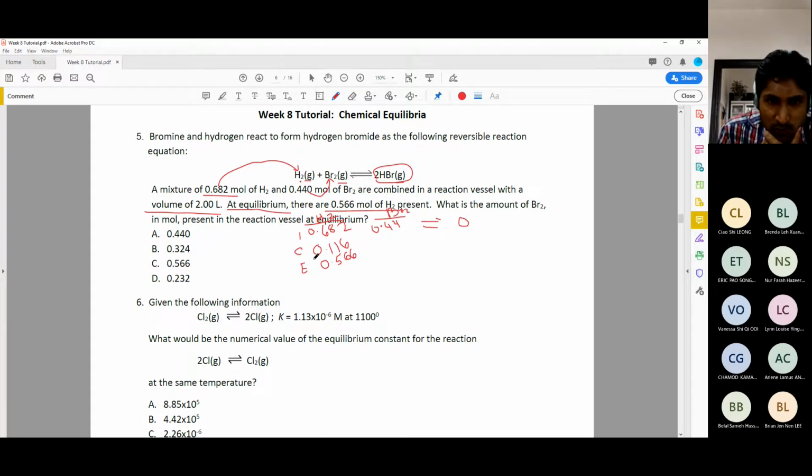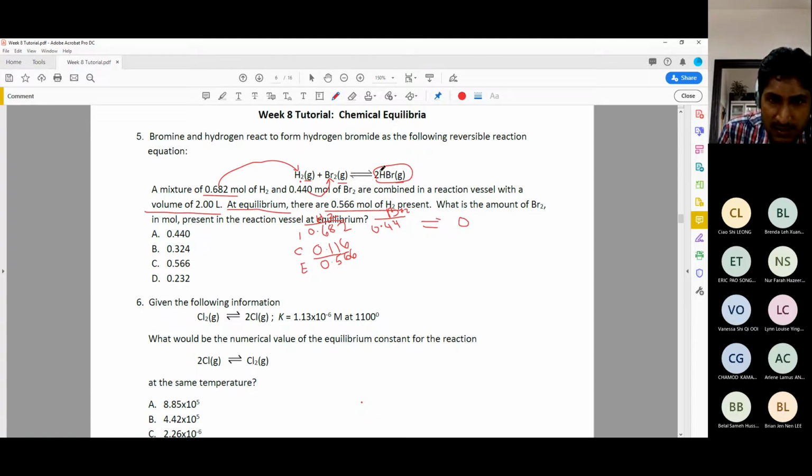And now if 0.116 mole of hydrogen is used, how many moles of bromine will be used? Any idea? Do you have any idea how many moles of bromine will be used? Yes, because this is a 1:1 reaction, right? 1 mole of hydrogen is reacting with 1 mole of bromine. There is 1 mole here, that is why it is not written. This is 1 mole here.